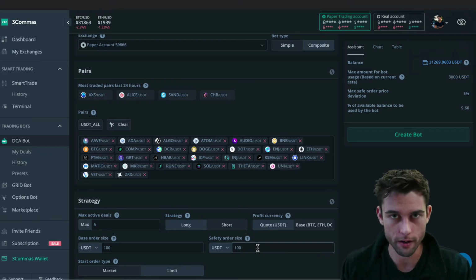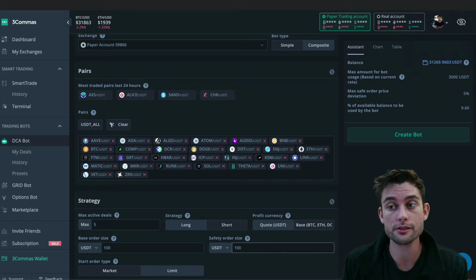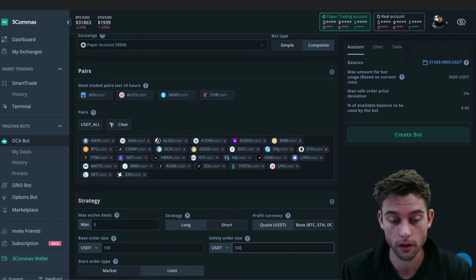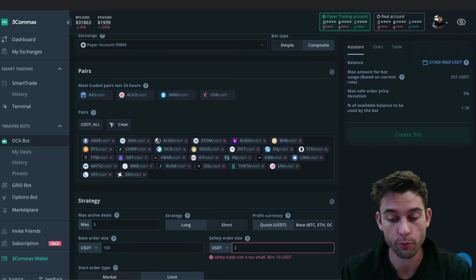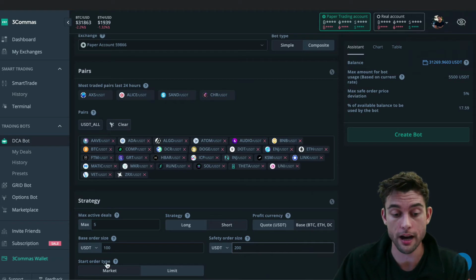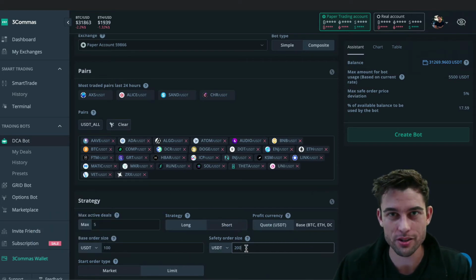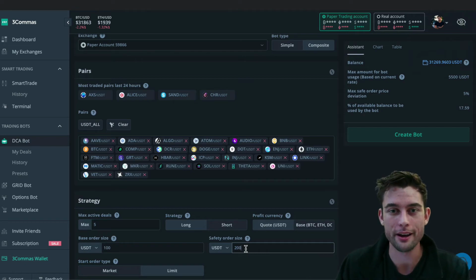You don't actually want it to be at the same size. In fact, you want your safety order to be at least double your base order size. So if we have a base order size of $100, we want our safety order size to be $200. And let me explain why right now.